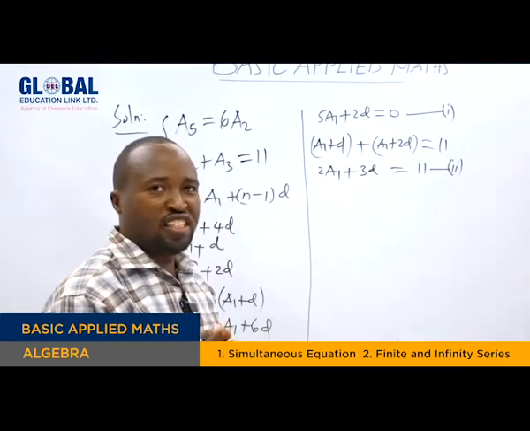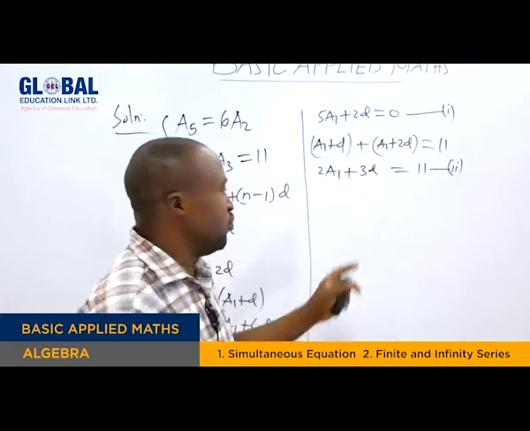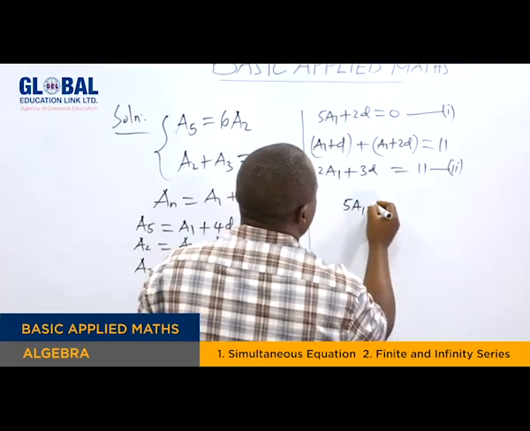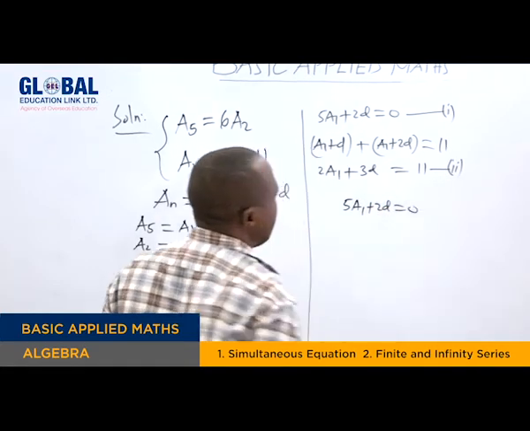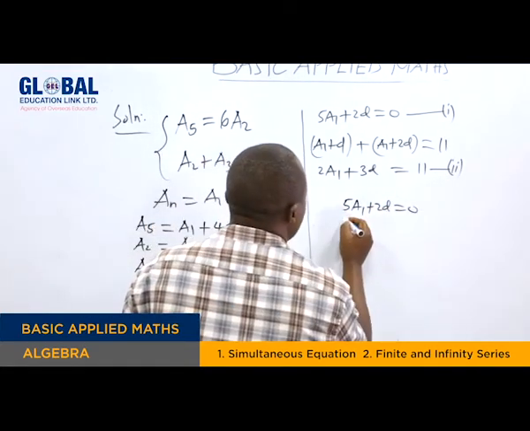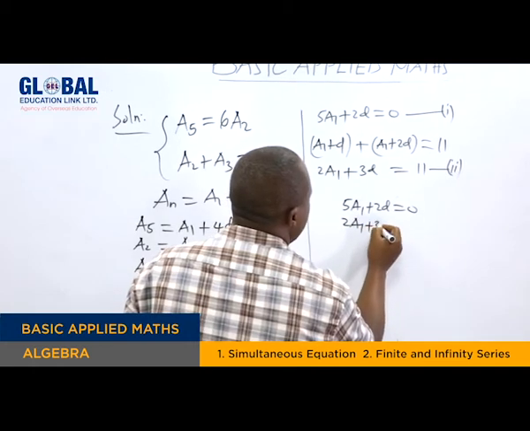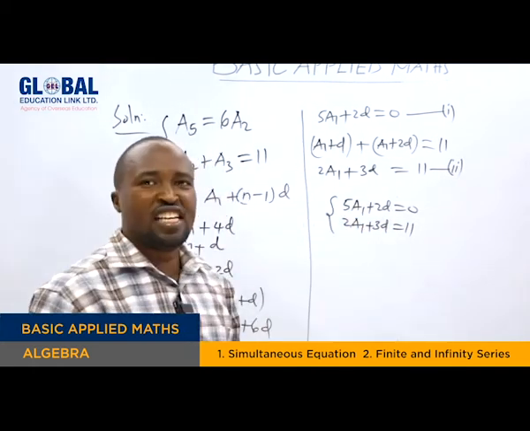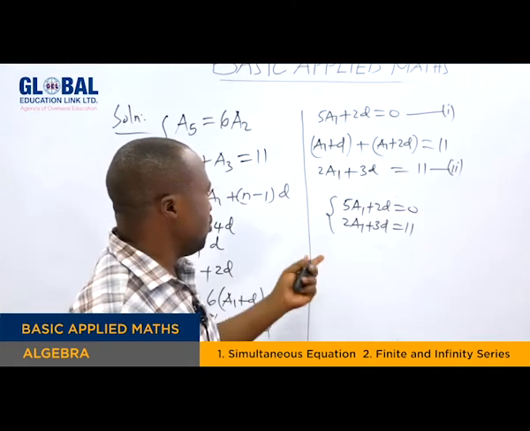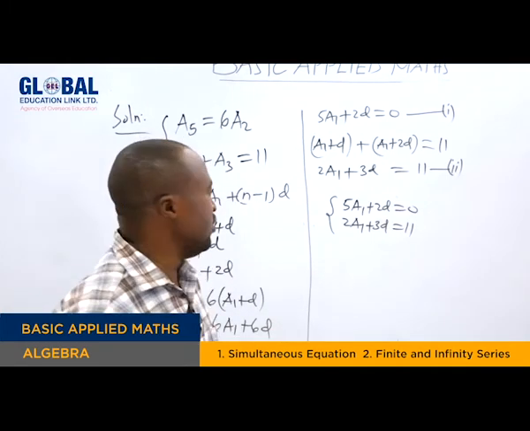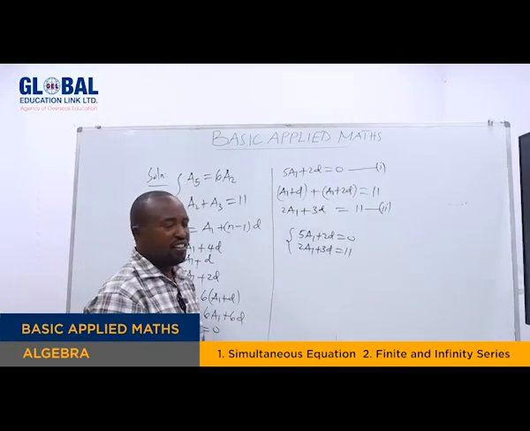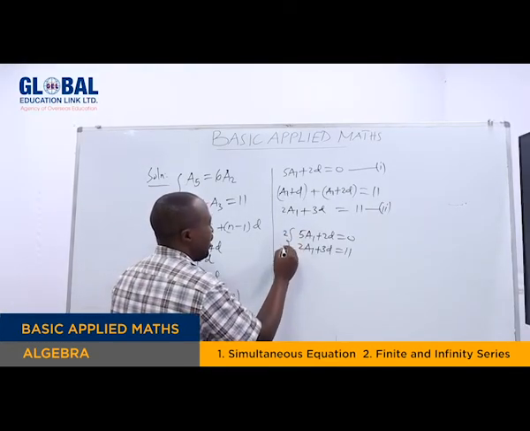Now, my dear student, call this equation 2. Now we have two equations, equation 1 and equation 2. So let us put together: 5a1 plus 2d is equal to 0, that is equation 1, and equation 2 is 2a1 plus 3d is equal to 11. So it looks like a simultaneous equation. So let us solve this simultaneous equation. We can exchange the coefficients of a1, we have 2 and 5.